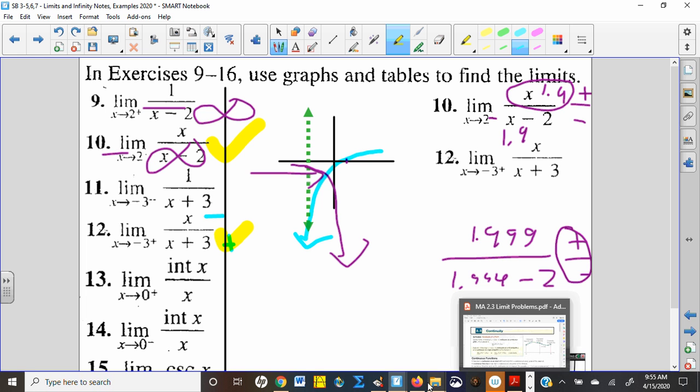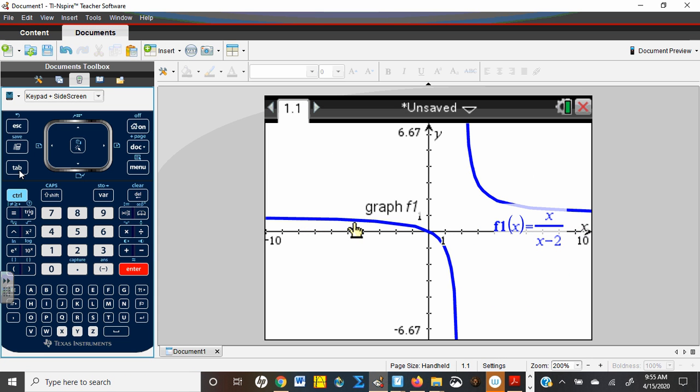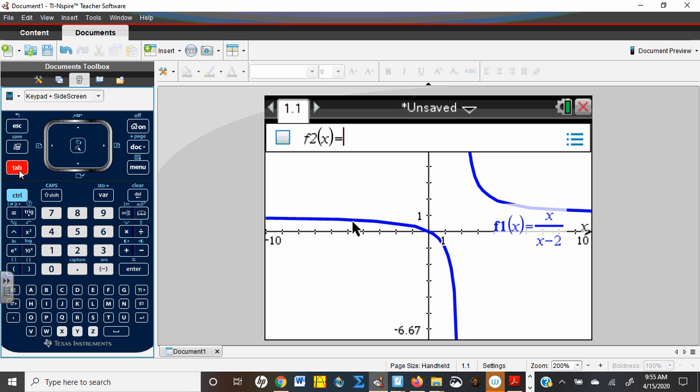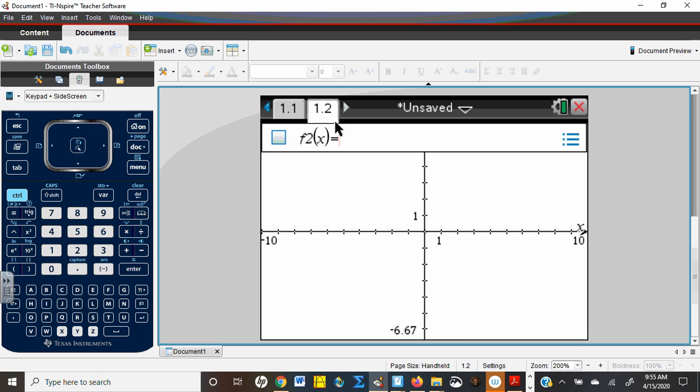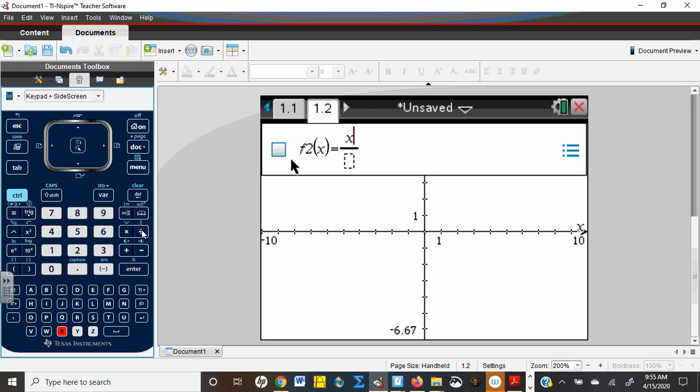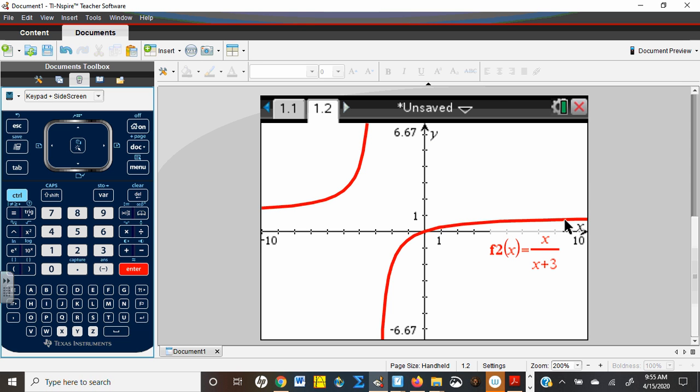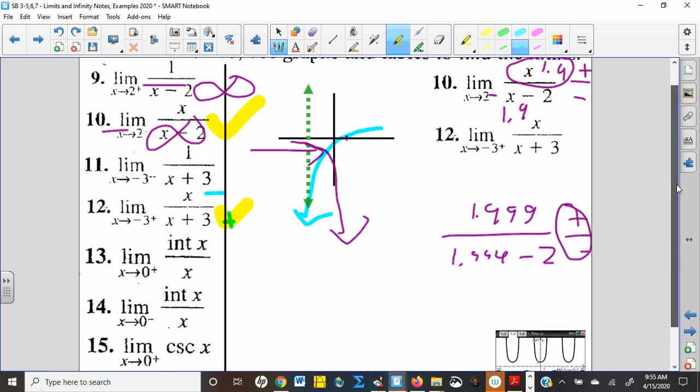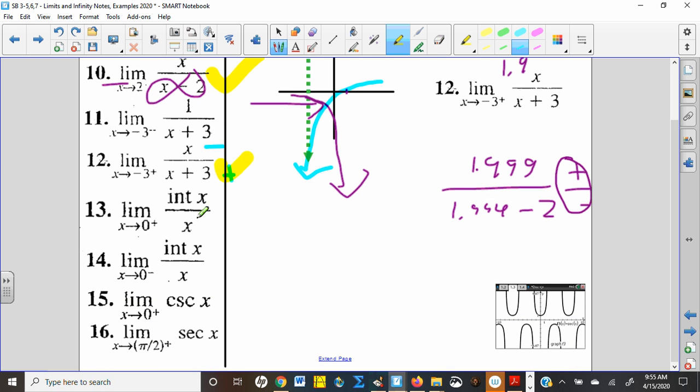And I just want to make sure you guys believe me here. So why don't we go ahead and do that graph? 1 over x plus 3. And sure enough, as I come this way, look at that. I'm going down, down, down, down, down. Okay. All right. So let's move on to these bottom 4, and I would just graph them.